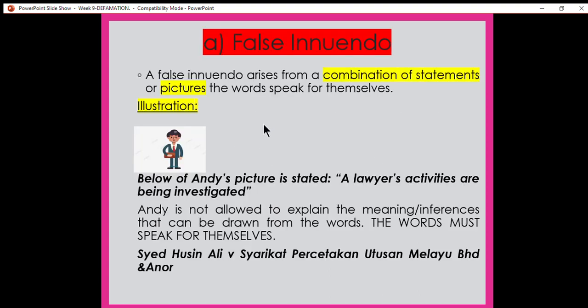Alright, innuendo can be divided into two: false innuendo and true or legal innuendo. For false innuendo, it arises from combinations of statements or pictures, and the words speak for themselves. Okay, I will continue with the next video because time is not sufficient here.